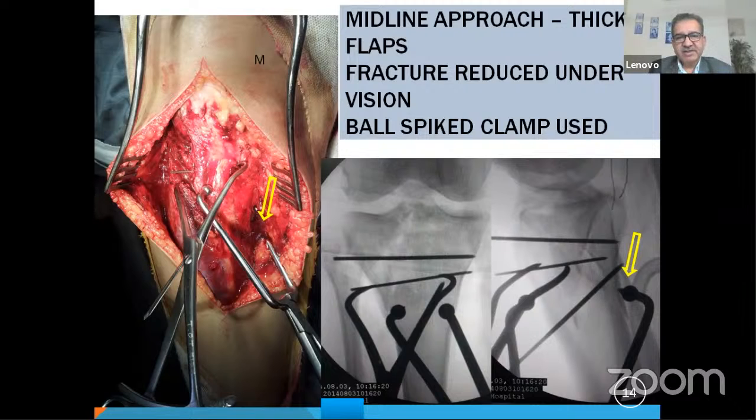And once you have done that, you just fix with temporary K wires. And after that, you go for the articular reduction. And for articular reduction also use another clamp. And then just temporarily fix with the K wires.